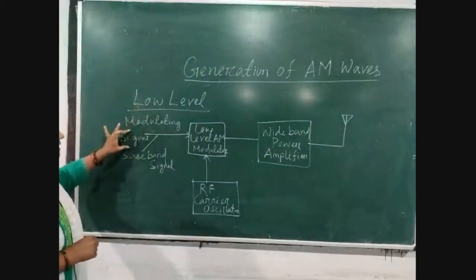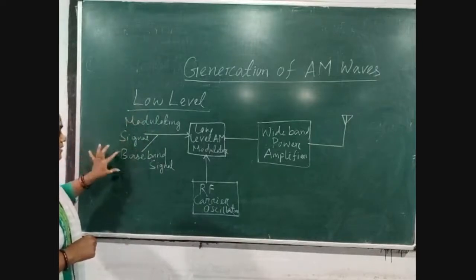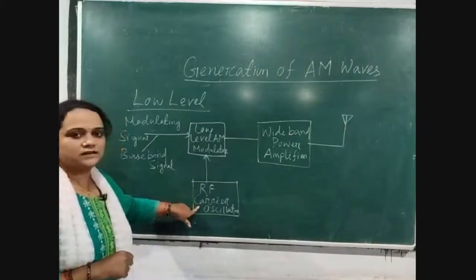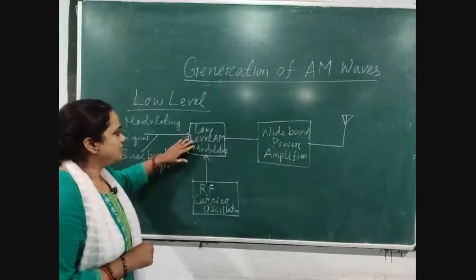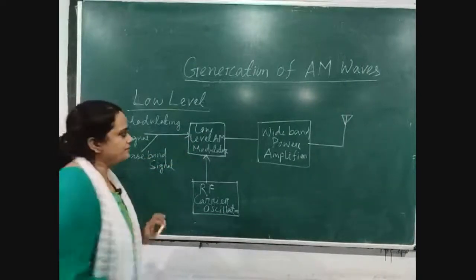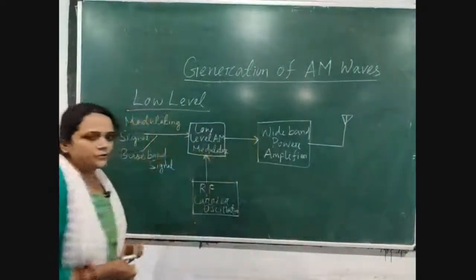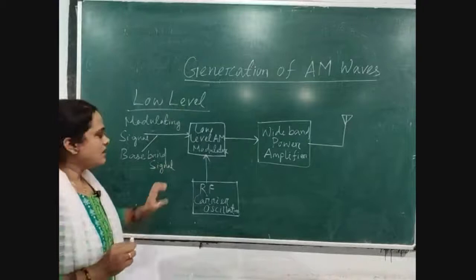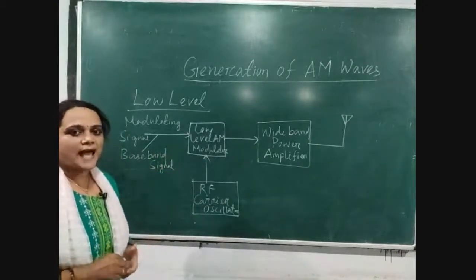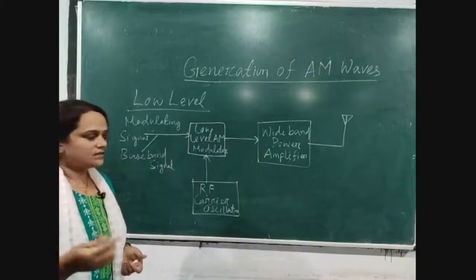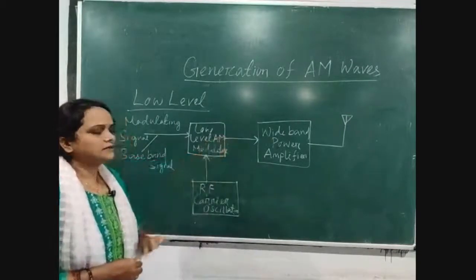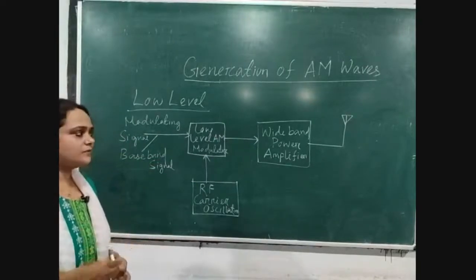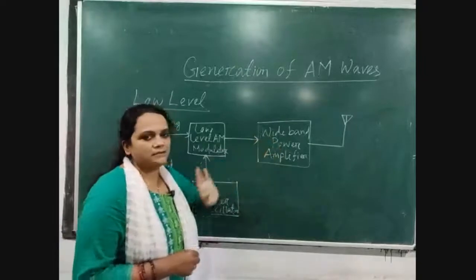One is the modulating signal, which is also known as the baseband signal, and here is the carrier signal, which the oscillator generates, and in the modulator both signals are combined. Then, as we know, these two signals are associated with very low power. So before transmission we have to increase the signal strength. At the output of the modulator we get an amplitude modulated signal, and to increase its power level we use a wideband power amplifier.